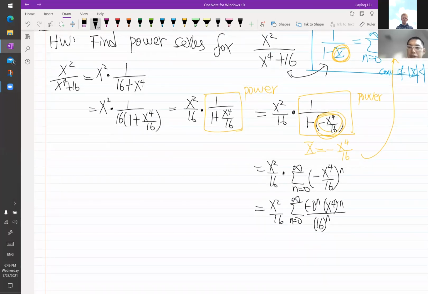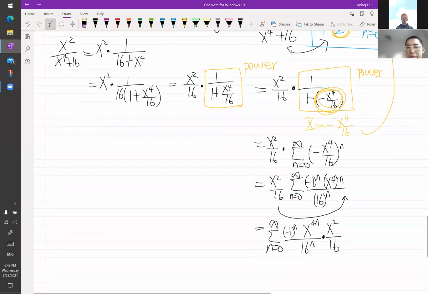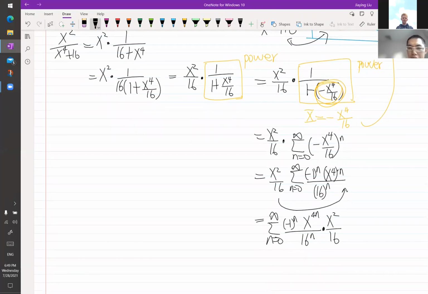And then we're going to continue with this, because since we have the x term separated from the 16 and from the negative, we can actually bring the term in front of it inside the sigma notation. So that will be sum n from 0 to infinity, negative 1 to the n, x to the 4n, divided by 16 to the n. And then when we put it inside, we get x squared over 16. They're all multiplied. Now I just multiply all the terms together.